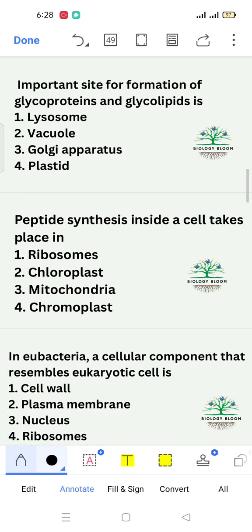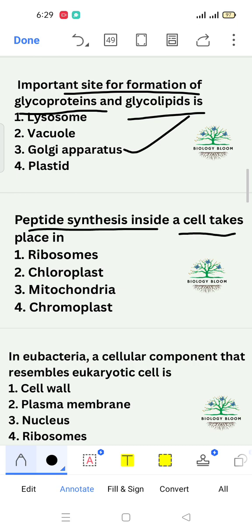Next is: important site for the formation of glycoproteins and glycolipids is Golgi apparatus. Peptide synthesis inside a cell takes place. This is a tricky question. Peptide means protein synthesis, and we know protein synthesis takes place in the ribosomes. Option first is the right one.